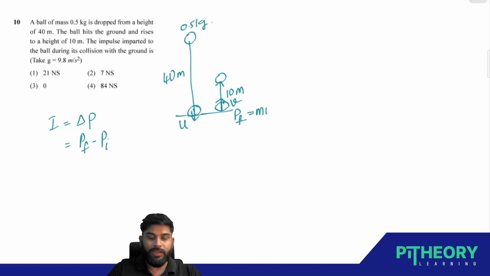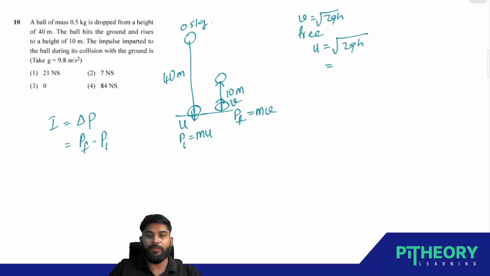So we find the final momentum, which is nothing but mv, and the initial momentum as mu. You need to note that they are in opposite directions, so with the sign you need to apply this. Here, how much are these two velocities, u and v? Let's find them. We know that for free fall, the velocity at the bottommost point is v equal to root 2gh. Root over 2 into 9.8 into 40.